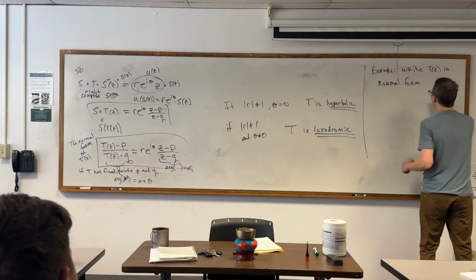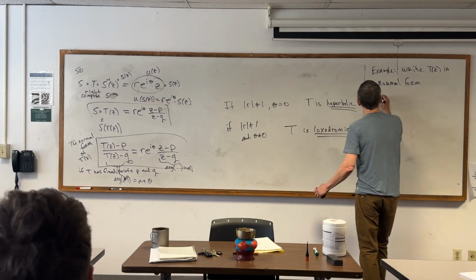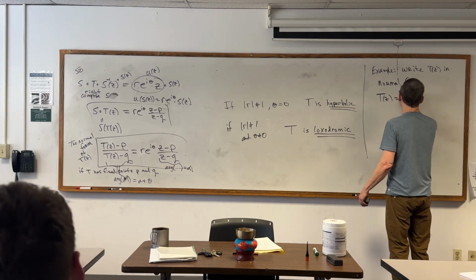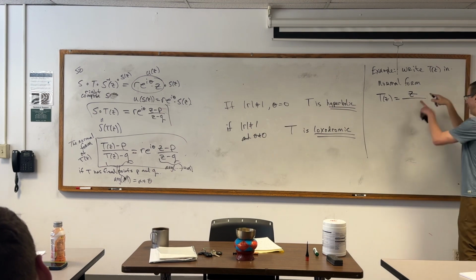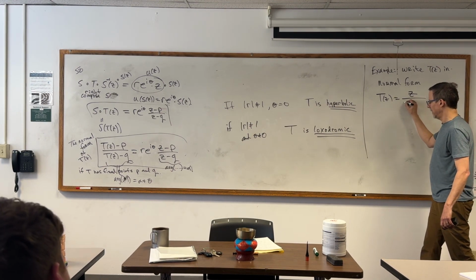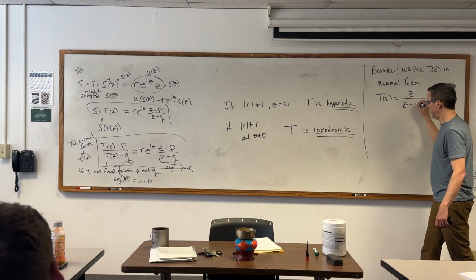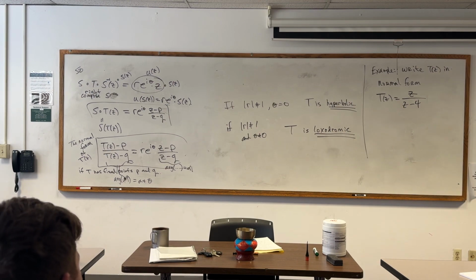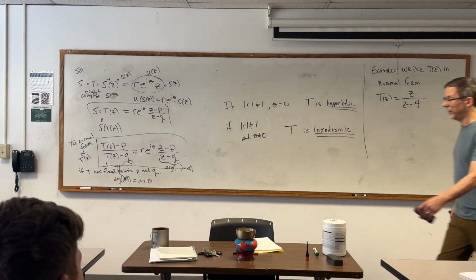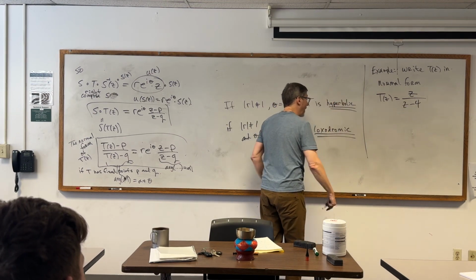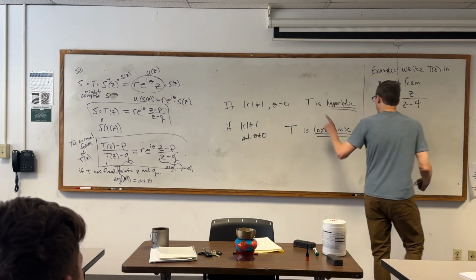Write T of z in normal form. So let's say T of z equals, this is the easy kind to do, there's just a z on top, and let's say there's just z minus 4 on the bottom. So put this in normal form. What is this thing doing? Is it elliptic, hyperbolic, or loxodromic? We don't know until we do this.